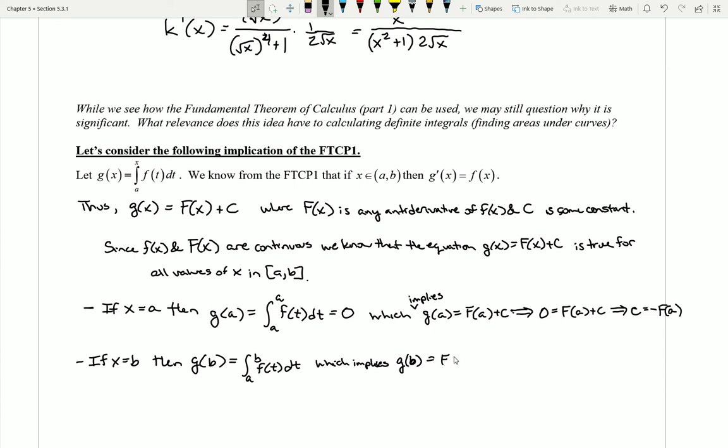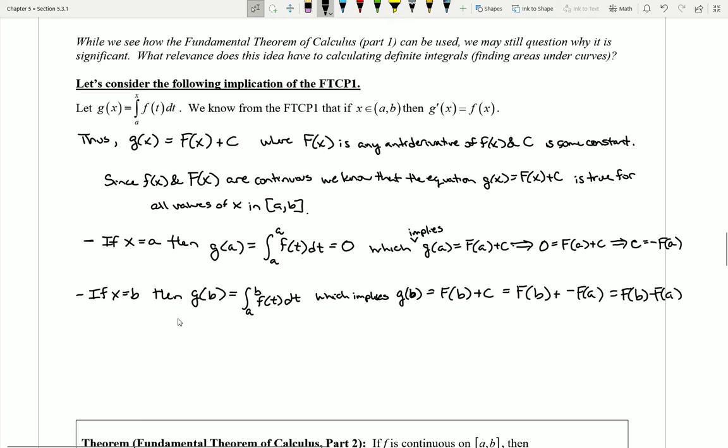So notice here I'm going to get f of b plus c. But I know that c, from what I saw up there, is actually just going to be the same thing as negative f of a, so I could just rewrite that as f of b minus f of a. And again, since g of b equals this, and g of b equals this, these two representations have to be equal to each other.